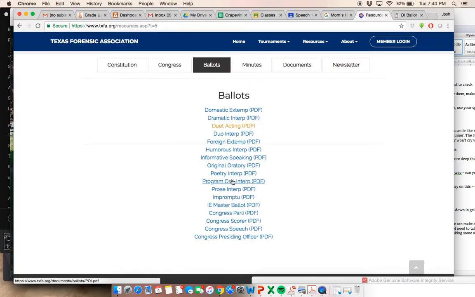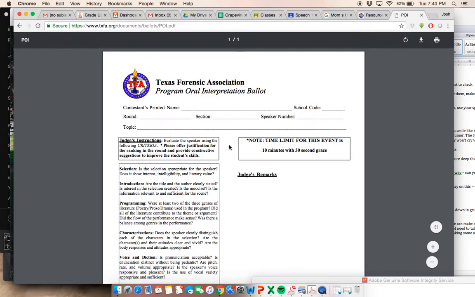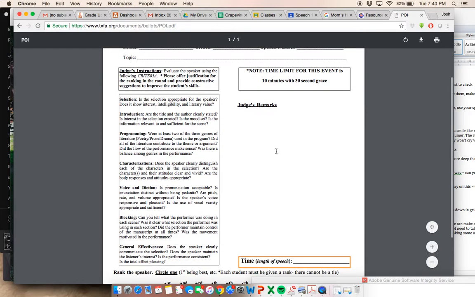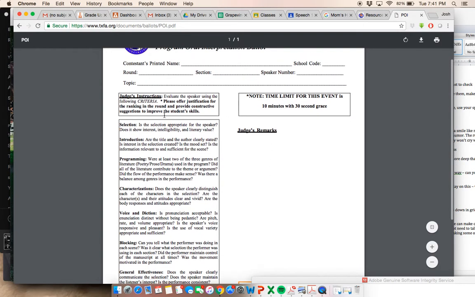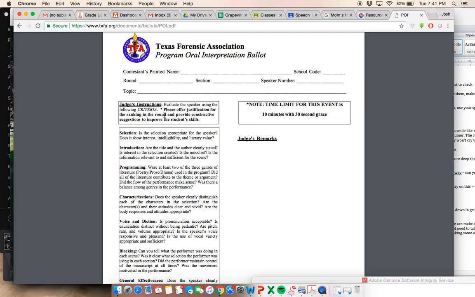So the only other thing I'll point out here is POI, because some people get this a little confused. That's totally okay. It's a relatively new event. So in POI, you kind of see the same thing happening, but what you'll notice in POI is it's one person performing, and they're using multiple genres of literature, so play scripts, prose, news articles, poetry, and they need to create a theme, right? So in the theme, is the title and author clearly stated with all the different ones? Are there at least 2 of the 3 genres? Did the literature contribute to the theme or the argument?